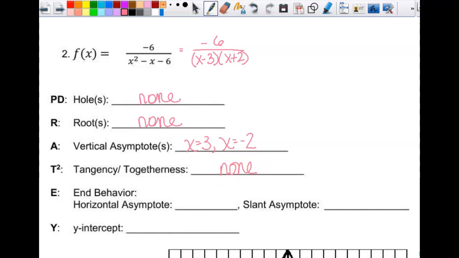Any horizontal asymptotes? Y equals 0, good, because it's bottom heavy. So that means there's none of these. My y-intercept is going to be at 0, what? 1.